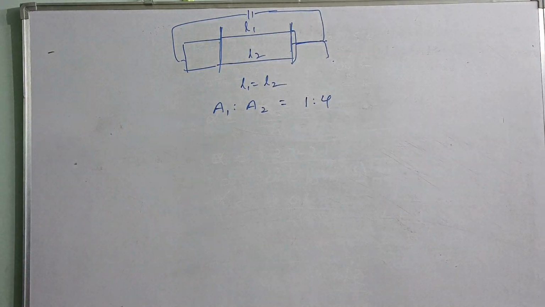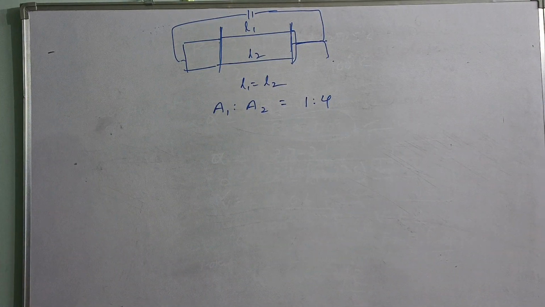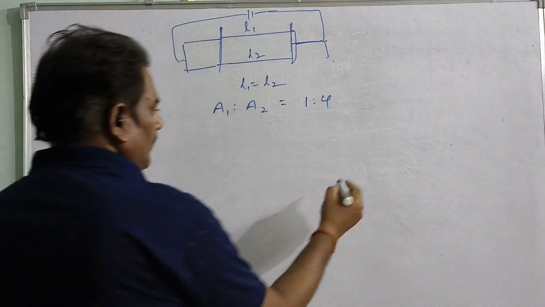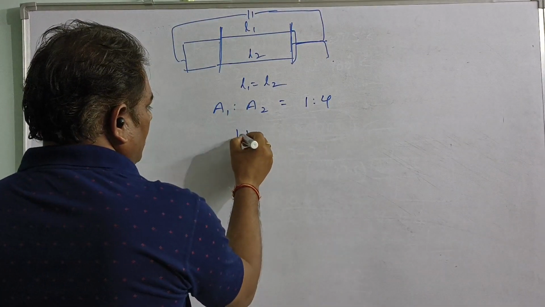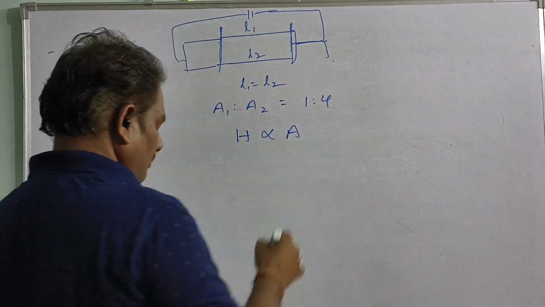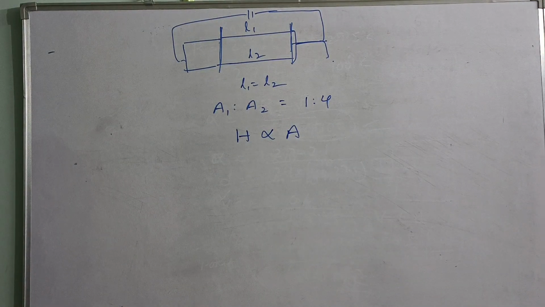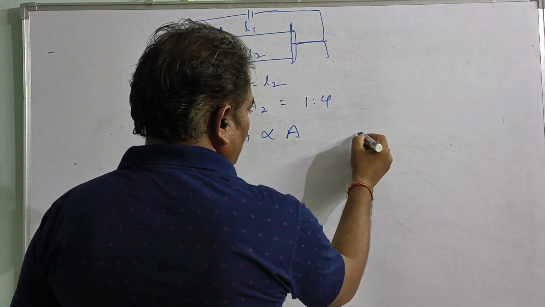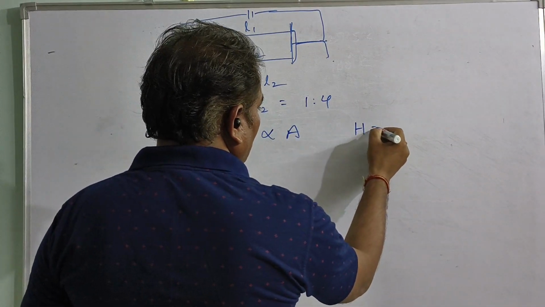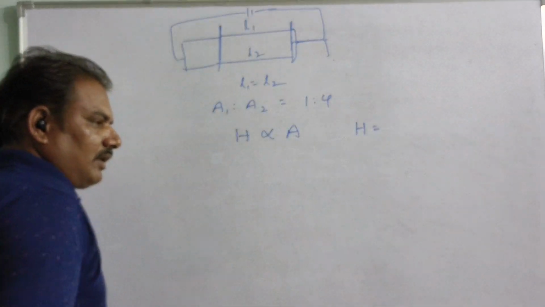What is the relation between cross-sectional area and heat energy? That is our first point. So simply, H is directly proportional to A. Heat is the energy. H is nothing but heat energy. Energy is nothing but work done.